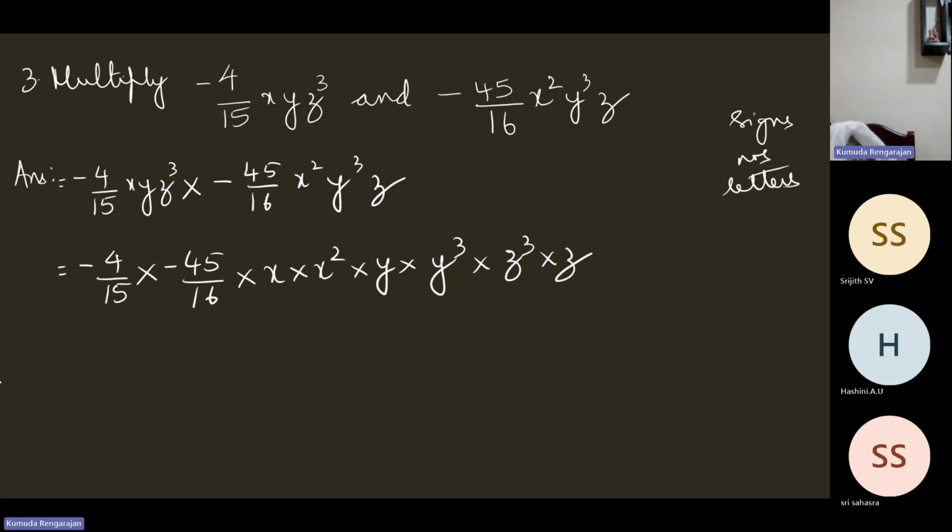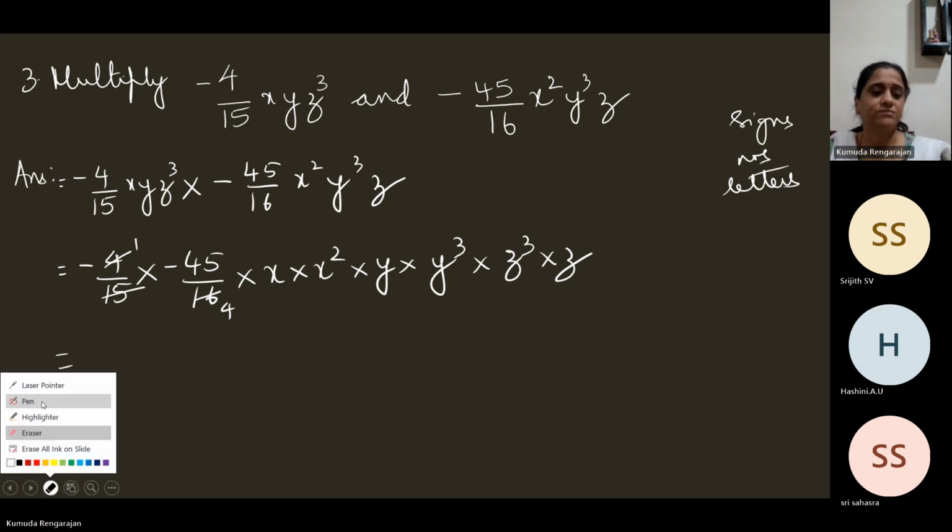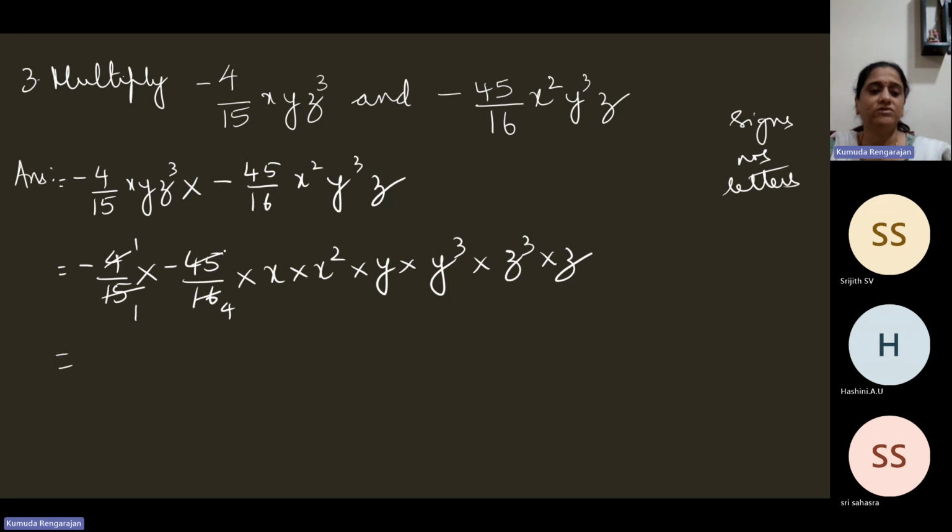Now simplify. 4 ones are 4, 4 threes are 12... 5 threes are 15. Cancel. Then can you see minus and minus here? Minus into minus is plus.